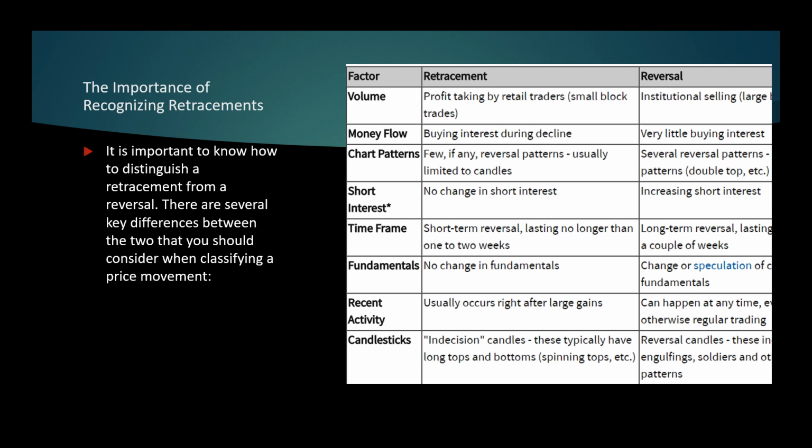And that forms the retracement. A reversal is usually when the big institutional guys start jumping out of an asset. Now, we have money flow. We have chart patterns. For instance, there are few if any reversal patterns, and they're usually limited to candlesticks. And then in reversals, we get a lot of patterns like double tops and double bottoms, when we're looking at chart patterns to see and define a reversal.